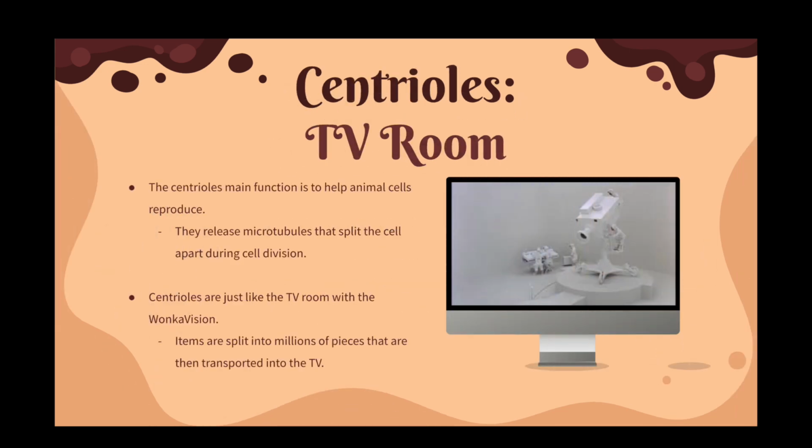Our next organelle is the centriole. We chose to compare the centrioles to the TV room. The centriole's main function is to aid animal cells in reproduction. They release microtubules that split the cell apart during cell division. Specifically, they produce spindle fibers which attach to chromosomes. These fibers then pull a copy of each chromosome to opposite sides of the cell so that when it splits, each new daughter cell has all the DNA it needs. Just like how the centrioles are used for cell division, the Wonka vision in the TV room takes an item, splits it into millions of particles, then transports it into a TV in a micro-sized form.